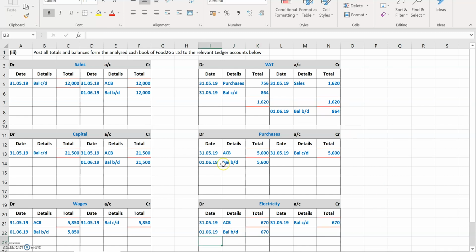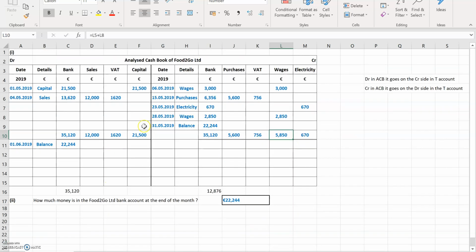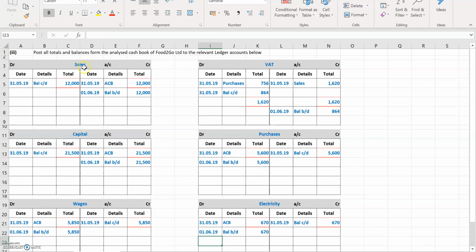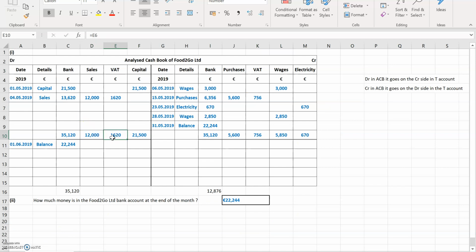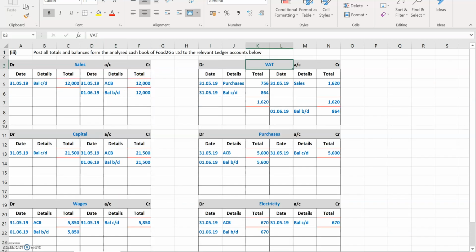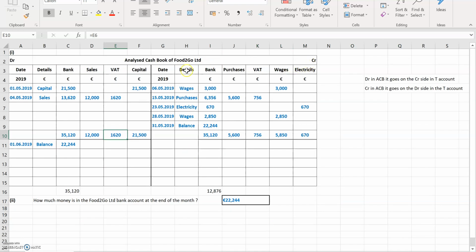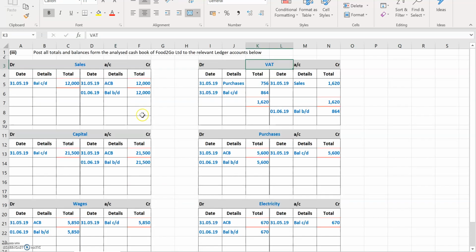Okay, so that's how you post the totals from the analyzed cash book. So what did we do? We took the headings from the analyzed cash book. Those headings went to the headings in the T accounts. We said that if the total was on the debit side in the analyzed cash book, it goes on the credit side in the account. And if the total was on the credit side of the analyzed cash book, it went to the debit side of the T accounts. And when we had them all entered, then we balanced them off.